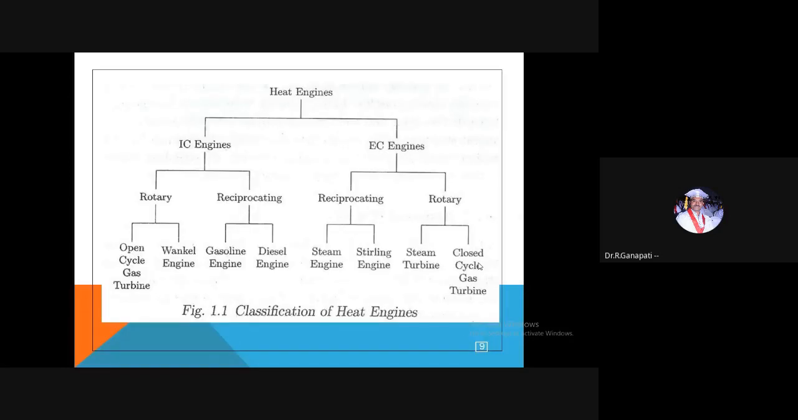This is the classification of heat engines: the IC engine and the external combustion engine, each rotary or reciprocating. In internal combustion engines, the rotary type includes the open cycle gas turbine and the Wankel engine, and the reciprocating type includes the gasoline, that is petrol, engine and the diesel engine. Similarly, in external combustion, the reciprocating engines are the steam engine and the Stirling engine, and the rotary ones are the steam turbine and the closed cycle gas turbine. So these are the classification of heat engines.